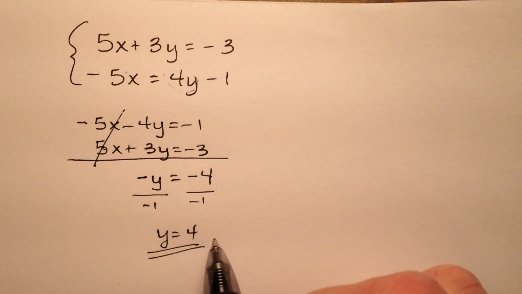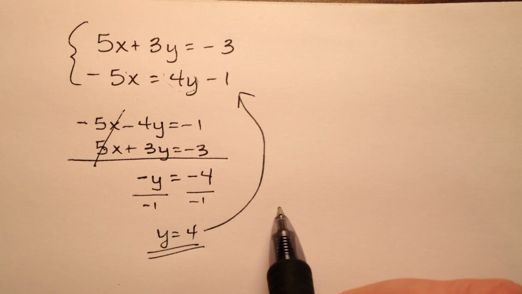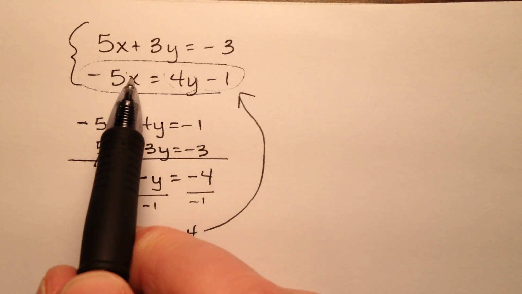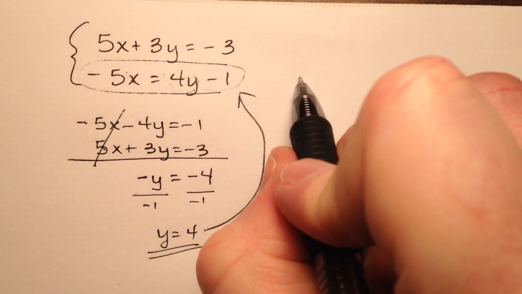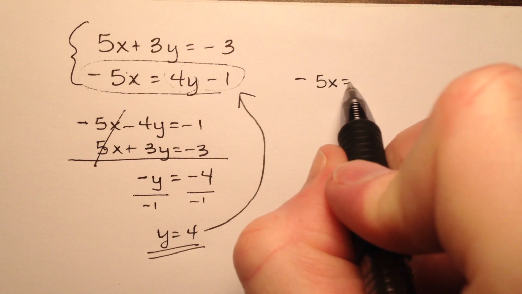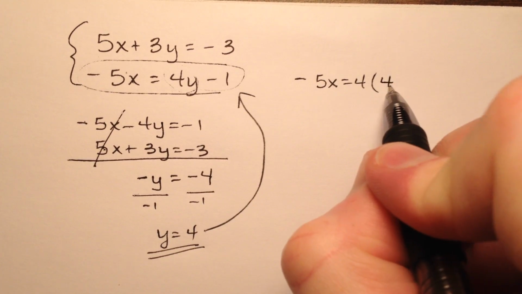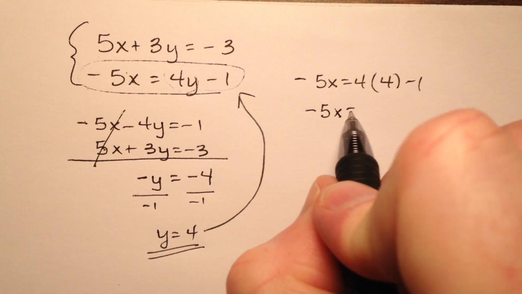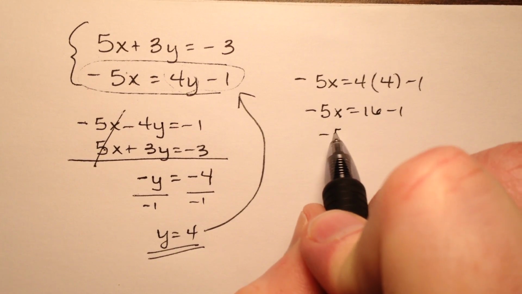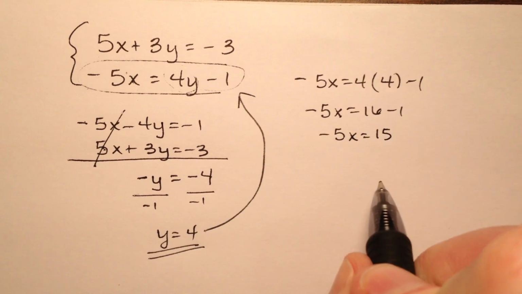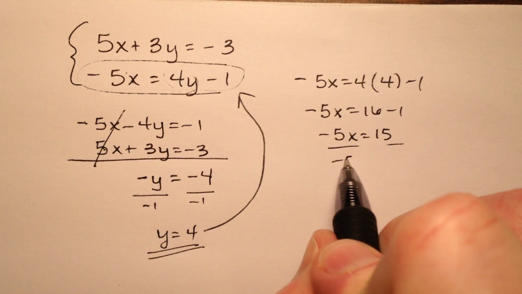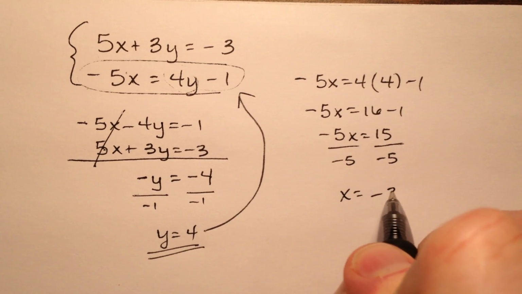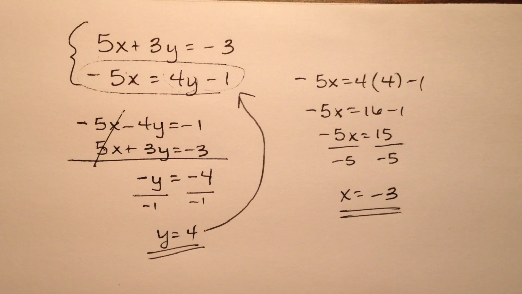So I'm going to take that positive 4 and I'm going to dump him back up here into one of these original equations. Let's go ahead and plug into this second one because the x is almost by itself already. So negative 5x equals 4 times y, and y is 4, and then minus 1. So negative 5x equals 16 minus 1, which becomes 15. So when I divide both sides by negative 5, x equals negative 3.